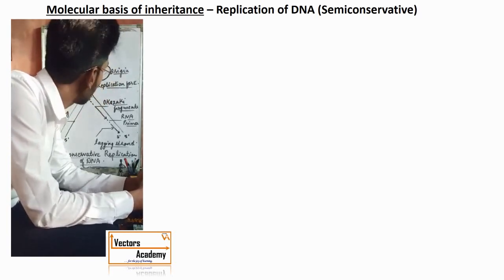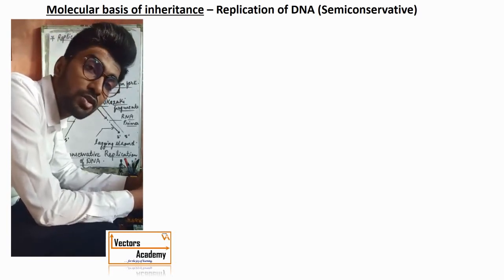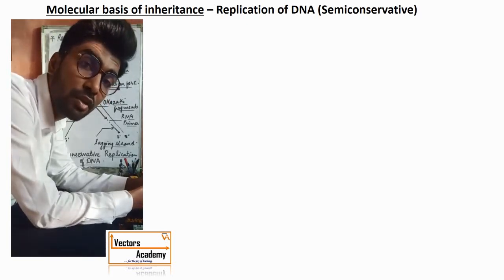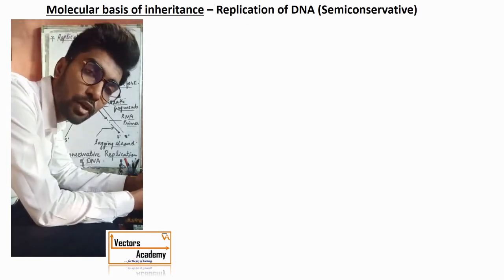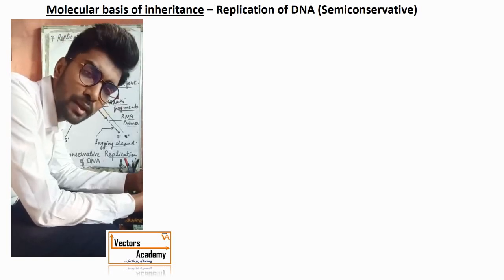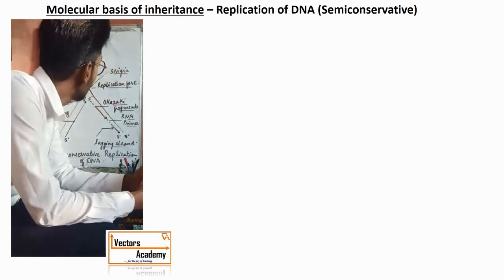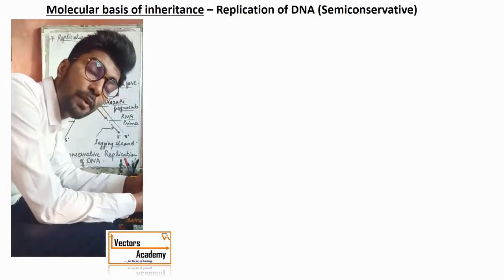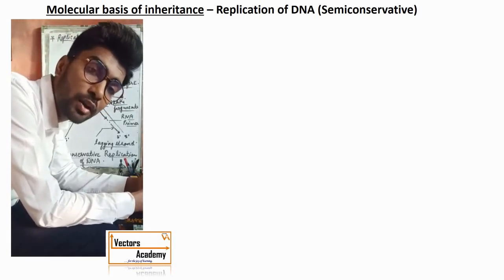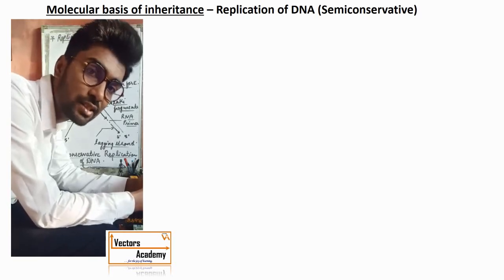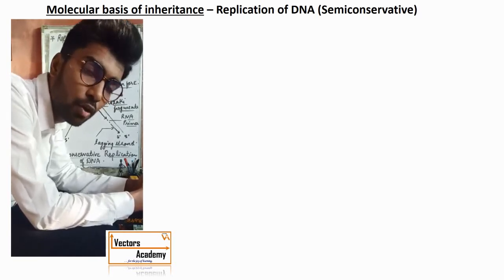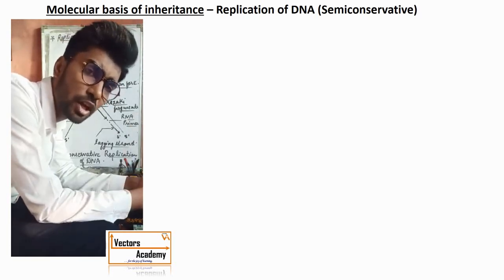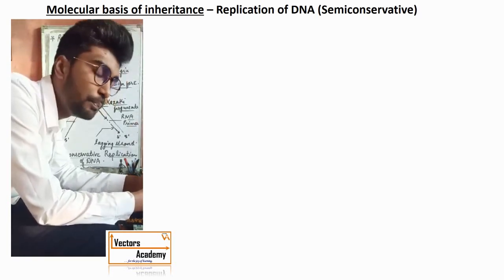Replication generally takes place in both the prokaryotic cell and the eukaryotic cell. So let's talk about replication of DNA in a eukaryotic cell. Replication of DNA in a eukaryotic cell takes place in the cell cycle. We very well know what the cell cycle is: it is the cyclic changes taking place in the life of a dividing cell.